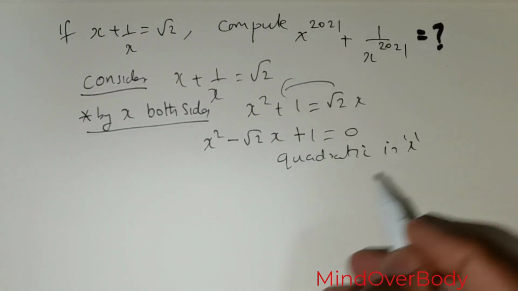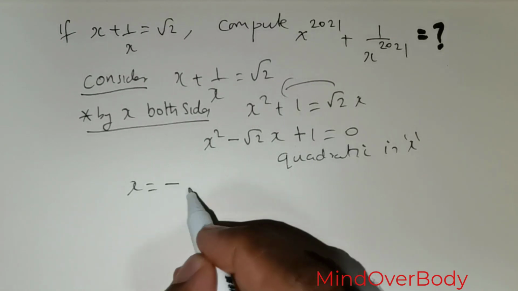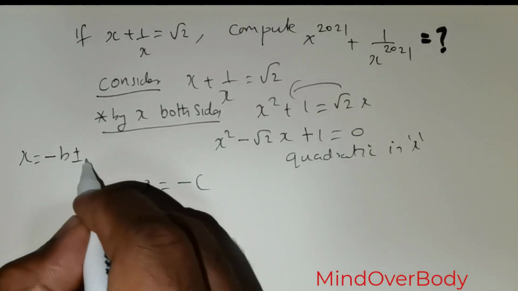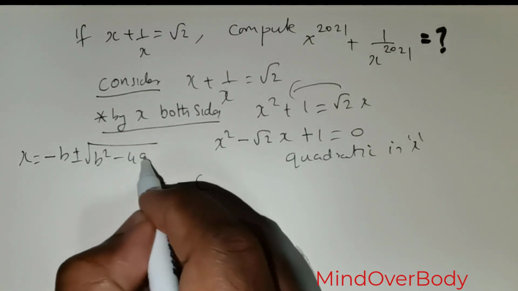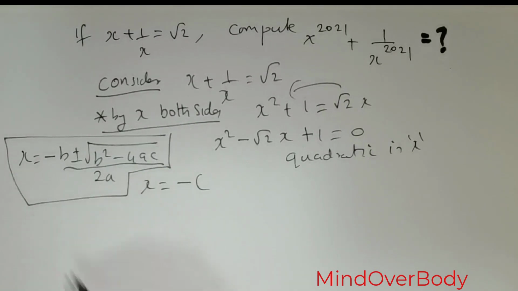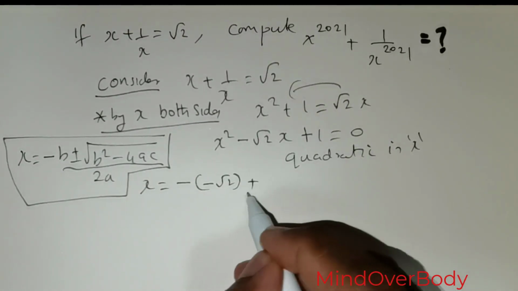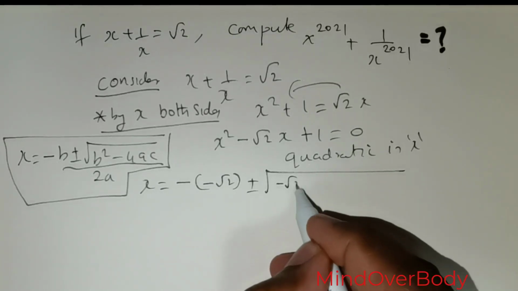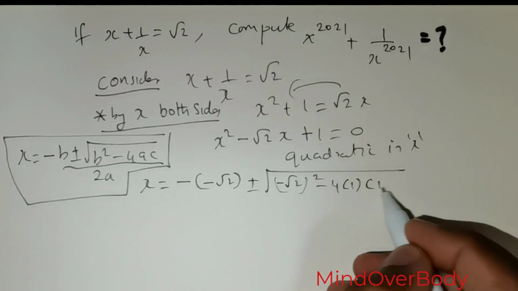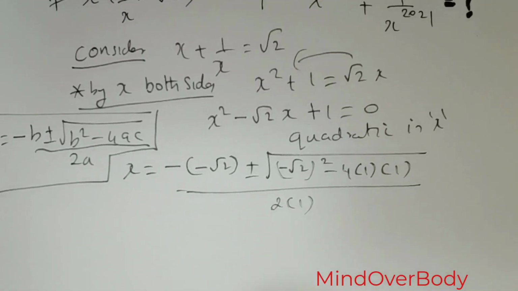This is a quadratic in x, so I would be using the quadratic formula, so that would mean x is equal to negative b plus or minus root of b squared minus 4ac divided by 2a. This is the quadratic formula which we would be using. So I now have negative root 2 whole squared, minus 4 times a is 1, c is 1. This has to be divided by 2 times a.